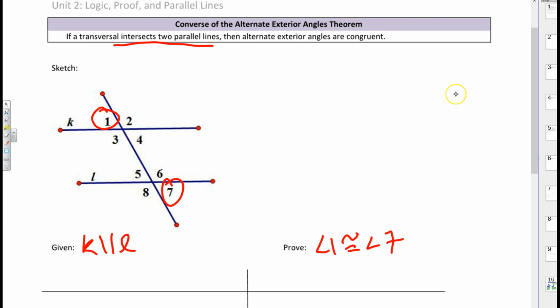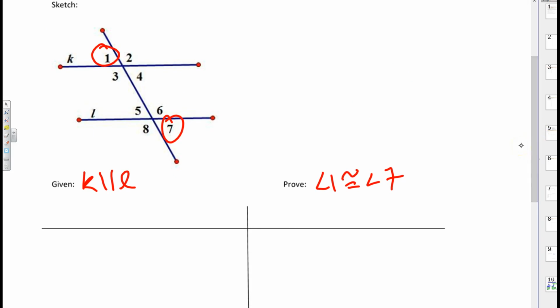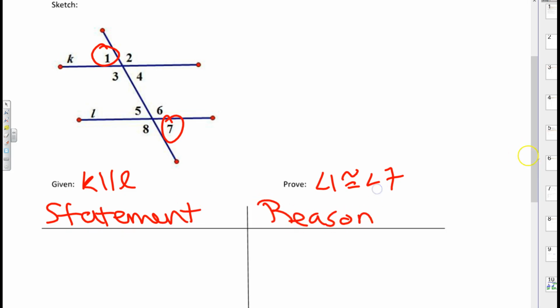Guys, this proof is remarkably close to the first proof you did, okay? You're proving two things congruent. So we have our statement and our reason, and we're going to go ahead and get started. I want to choose a helper angle that's going to correspond with one angle and hopefully be vertical angles with another angle. I'm kind of liking angle 5. Let's use angle 5.